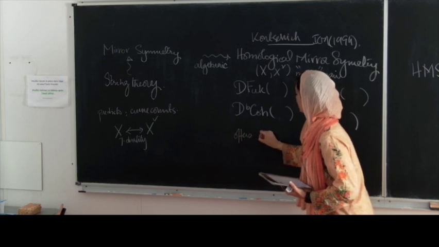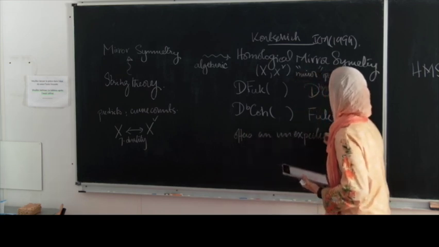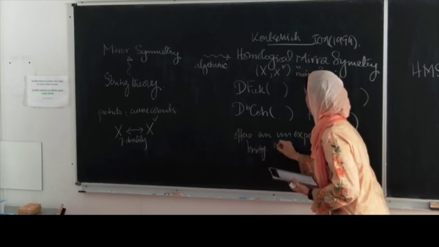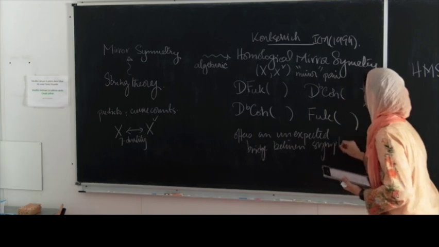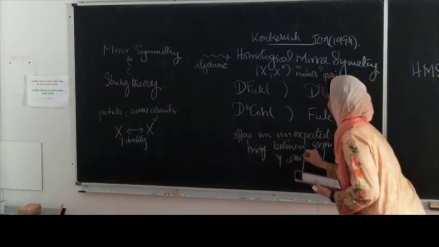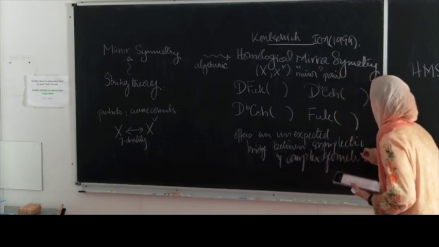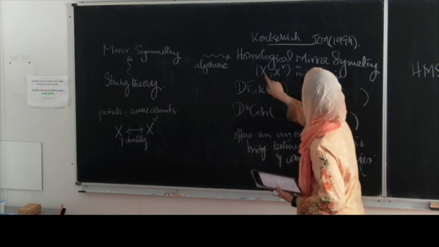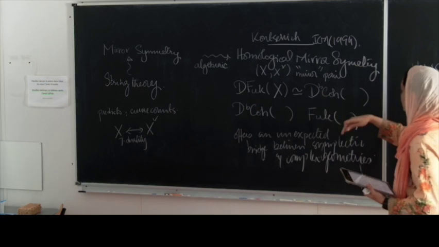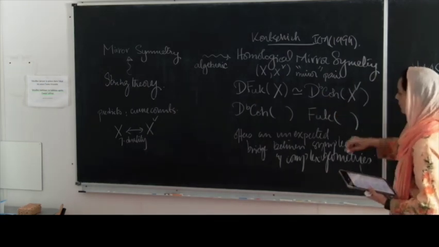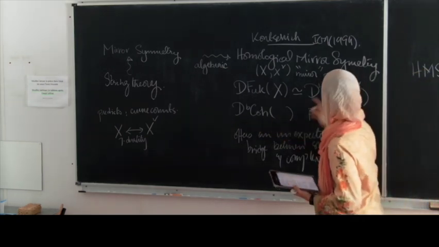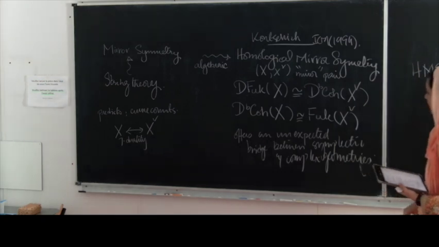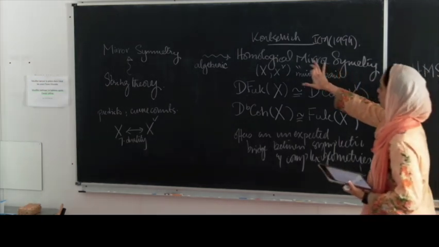For mathematicians, this offered an unexpected bridge between symplectic and complex geometries. The claim is that the Fukaya category of one manifold is equivalent to the bounded derived category of coherent sheaves over its mirror. These are just words for us for the moment. And vice versa, this is equivalent to the Fukaya category of the dual. So that's the homological mirror symmetry conjecture.